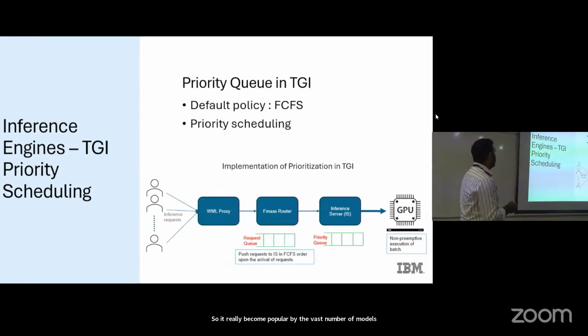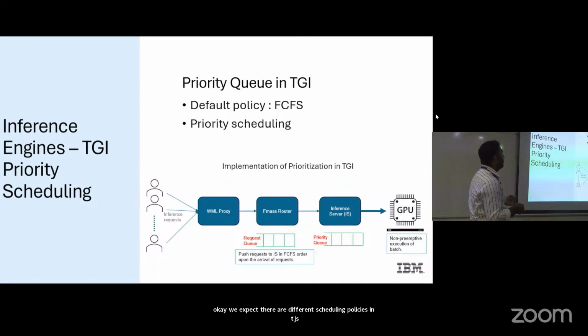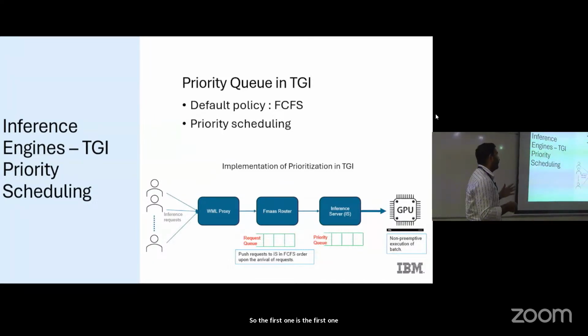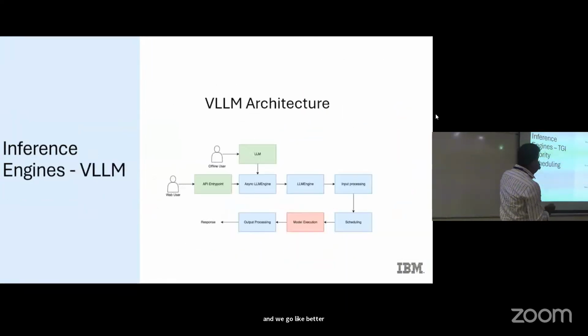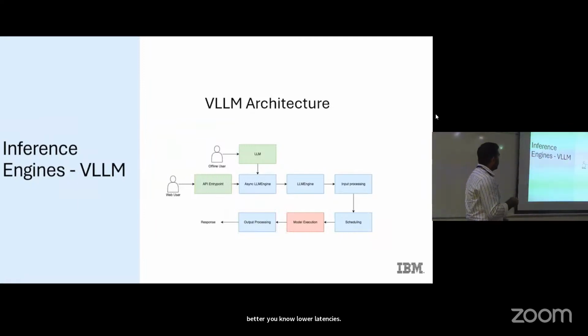Okay, next one. There are different scheduling policies in TGI. The first one is FCFS, which is the default policy in TGI. We also tried to experiment with priority scheduling, to serve some categories. You have some tiers of users, like platinum, maybe gold, who need lower latencies. Okay. And the next inference engine is vLLM.